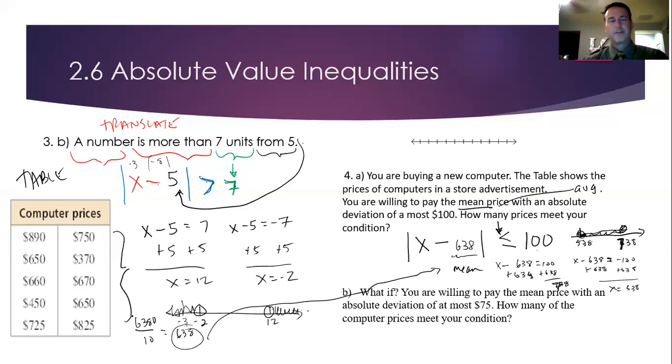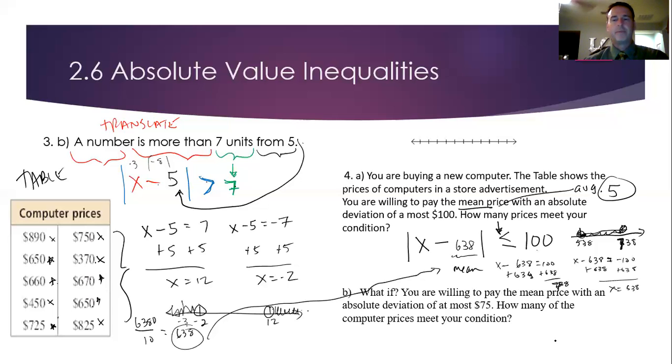How many of those are over here? Well, let's count. 890 is too big. 650 is good, I'll put a star there. 660 is good. 450 is too small. 725 is good. 750 is too big. 370 is too small. 670 works. 650 works. 825 is too big. So how many of these work? Looks like 1, 2, 3, 4, 5. Five. Cool.